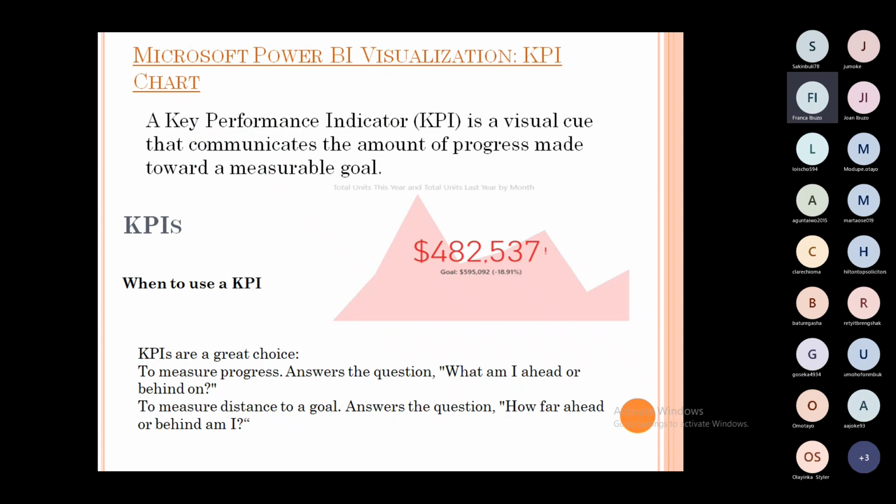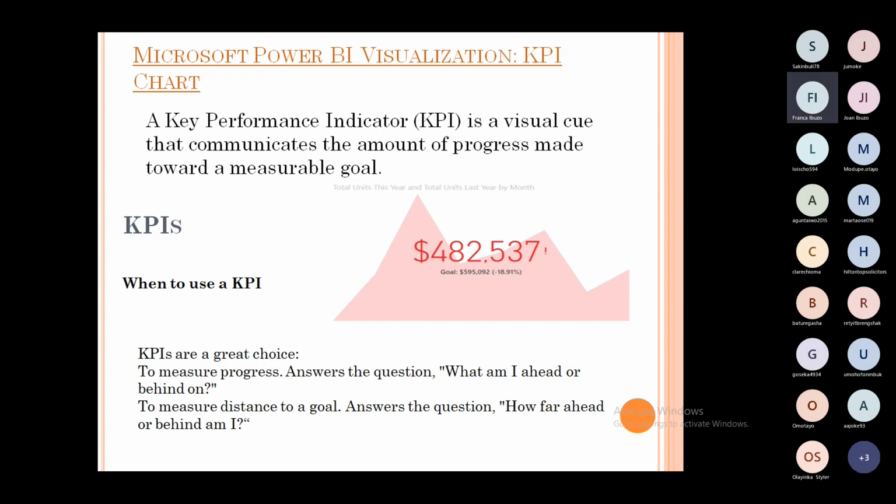Okay, then you also have the KPI. That's the key performance indicator. This is a visual cue that communicates the amount of progress made towards a measurable goal. Okay, when to use a KPI? KPIs are a great choice to measure progress. So the key performance indicator answers the question, what am I ahead or behind on?